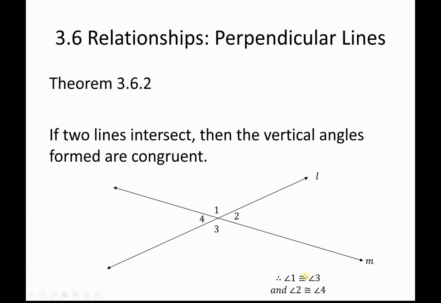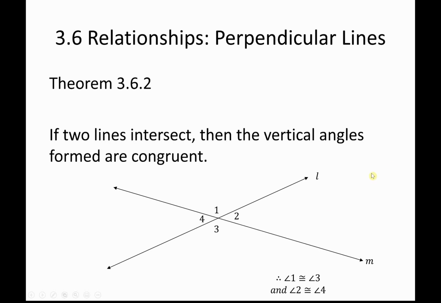That'll be angles 1 and 3, since they're opposite of one another over the vertex for which the angles are formed. They are congruent, and same thing can be said about angles 2 and 4. They are another congruent pair of vertical angles, and vertical angles, of course, by definition, are formed when two lines intersect. They're in opposite positions, non-adjacent angles.